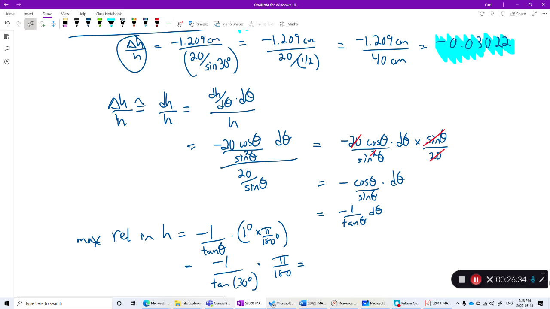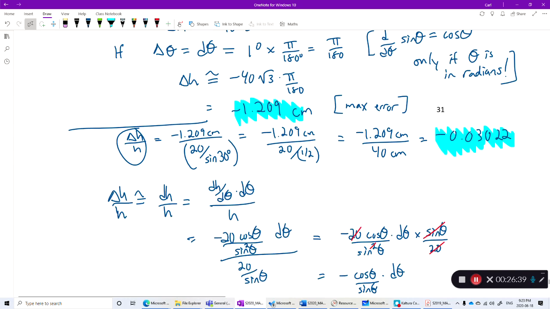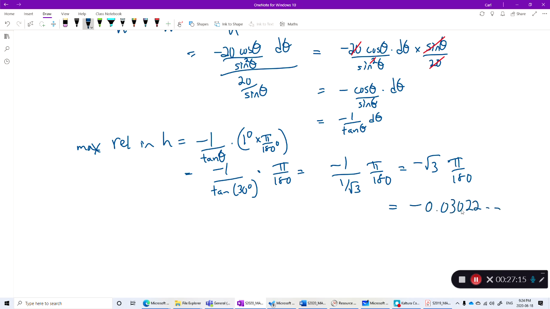What is tan 30? I know that. Tan of 30 is 1 over root 3. So it's negative 1 over root 3 times pi over 180, which is negative root 3 times pi over 180. What do we get? Negative 0.03022. So that's the same thing as we got before.